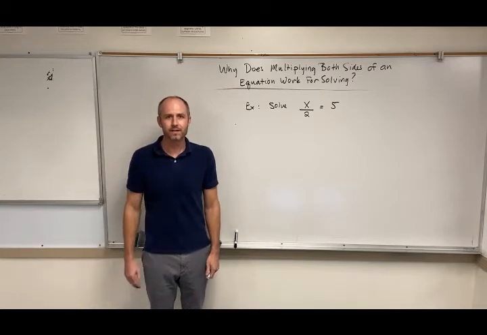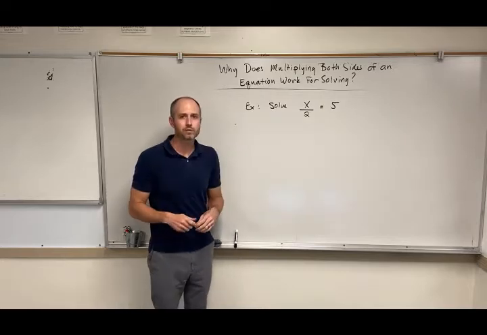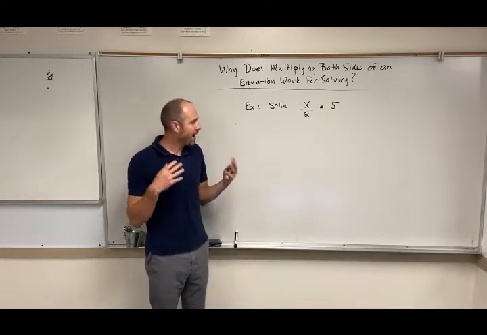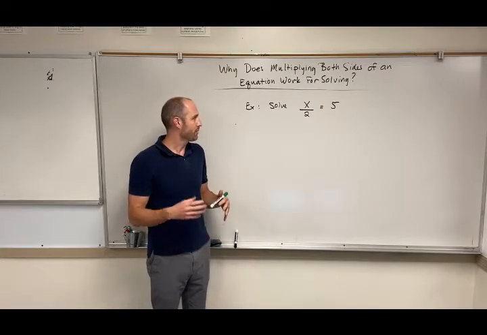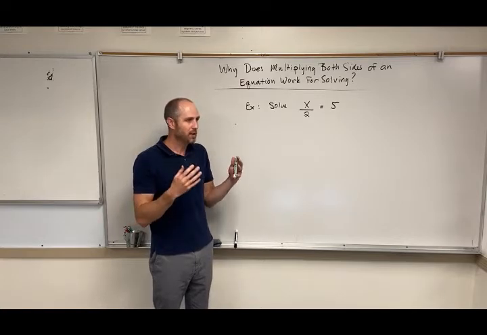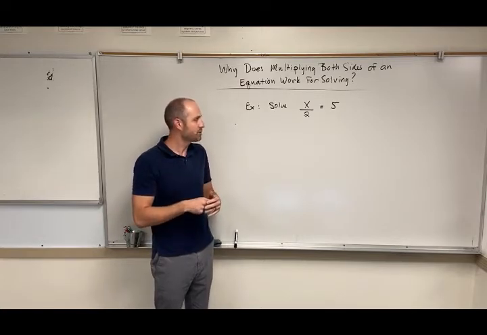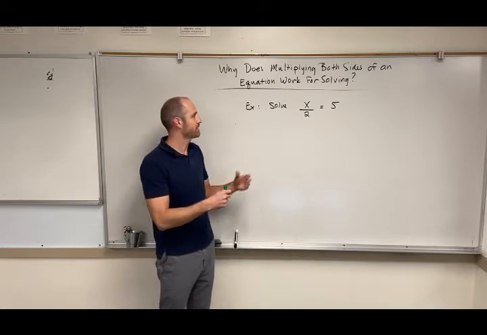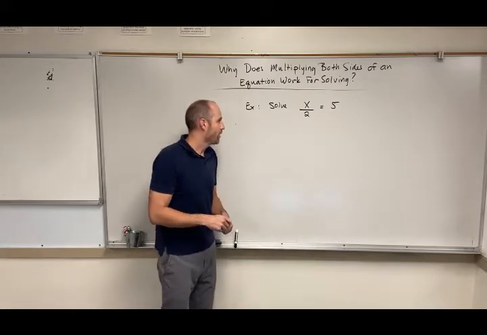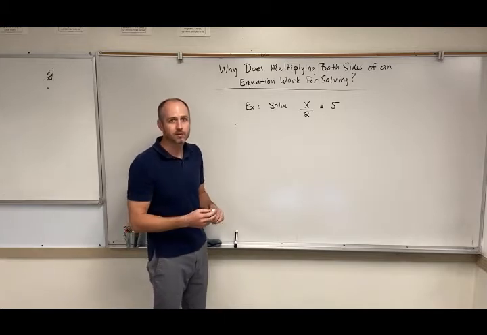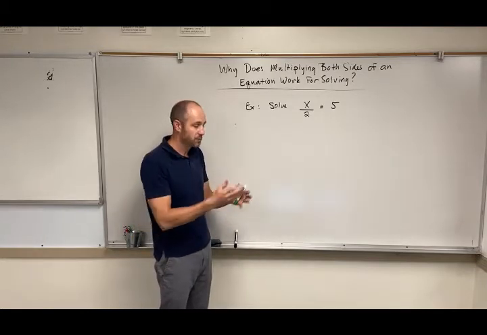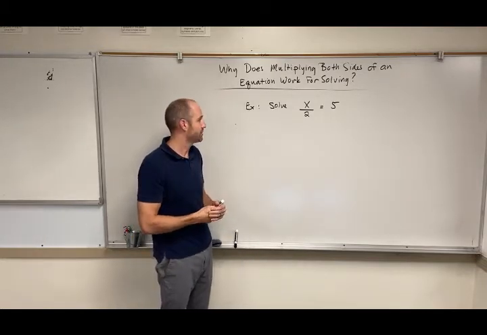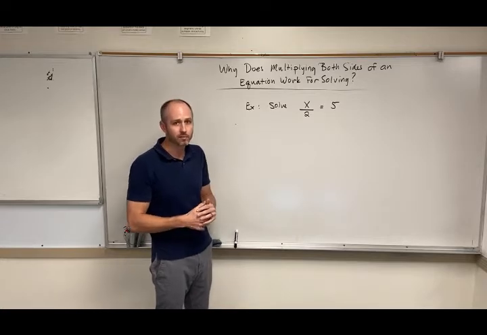All right, hi everybody. In this video, we're going to talk about how to solve this one-step equation, and in particular, why does it work that we're supposed to multiply both sides of this equation by 2? Why does that work to solve this equation? How does that work to isolate the variable? Okay, so I already told you the method that we're supposed to use to solve this equation. We're supposed to multiply both sides of this equation by 2, and that will isolate the variable.